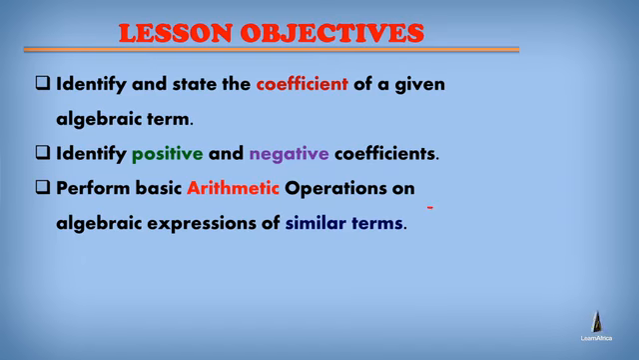By the end of this lesson, you should be able to, 1, identify and state the coefficient of a given algebraic term. Secondly, you'll be able to identify positive and negative coefficients. Then lastly, you'll be able to perform basic arithmetic operations on algebraic expressions of similar terms.